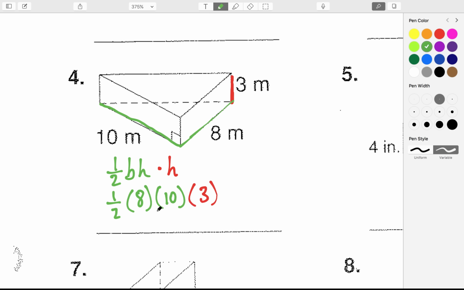So 8 times 10 is 80. 80 times 3 is 240. And then 240 times 1/2 is the same thing as dividing by 2. So this becomes 120. Once again, 240 times 1/2 is the same thing as just saying 2 goes into 240 how many times. And that's how I got 120 meters. And we're in the 3rd dimension, so we're going to say cubed.